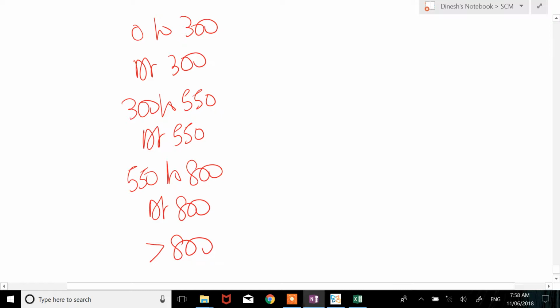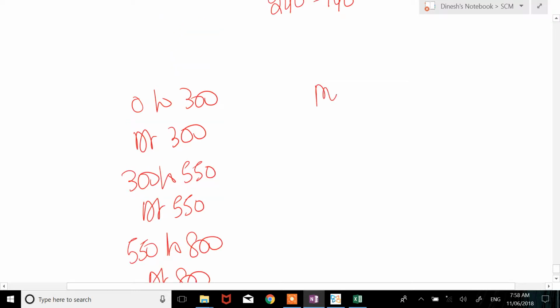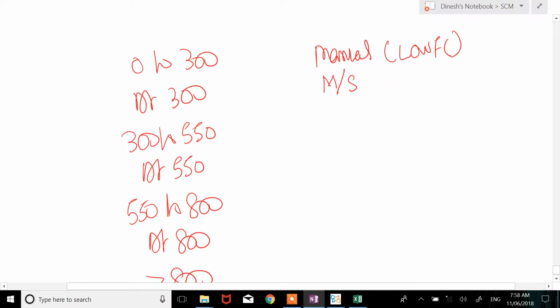Zero to 300, which method? Manual. At 300? Manual or semi. 300 to 550? Semi-automatic. At 550? Manual or? Then why did you say 300 to 550 semi-automatic? Manual.